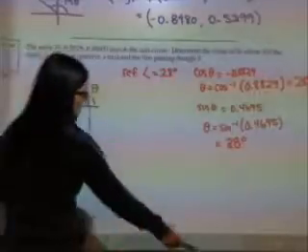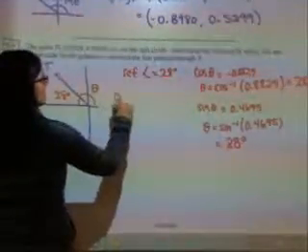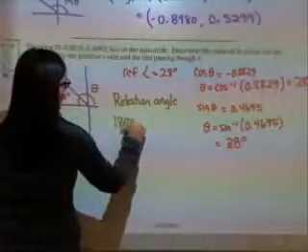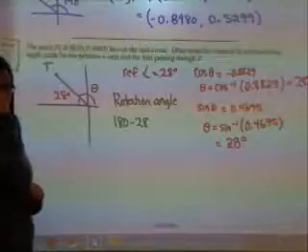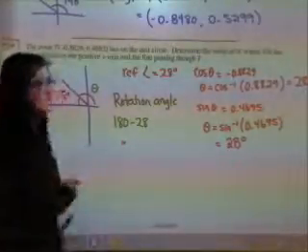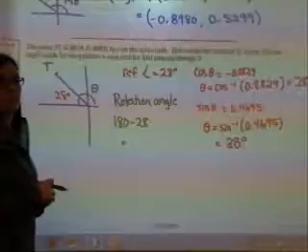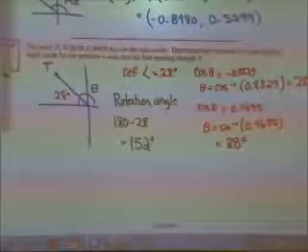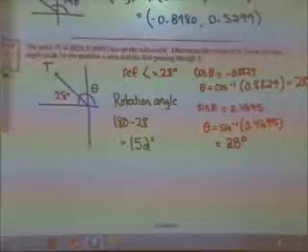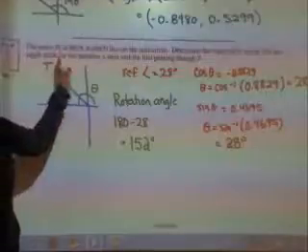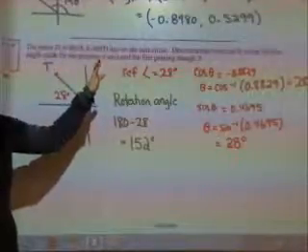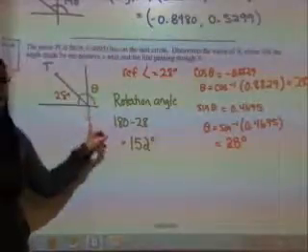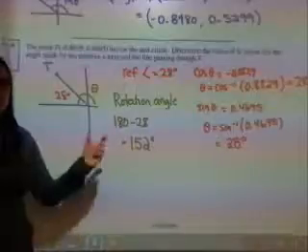How do I find my rotation angle? 180 minus 28. And what is 180 minus 28? 152. So the important thing to remember is those x and y values on the unit circle correspond to cos theta and sine theta. So if I have the angle, I can find the points. And if I have the points, I can find the angle using that cos or sine relationship.